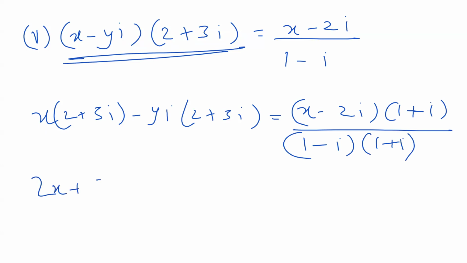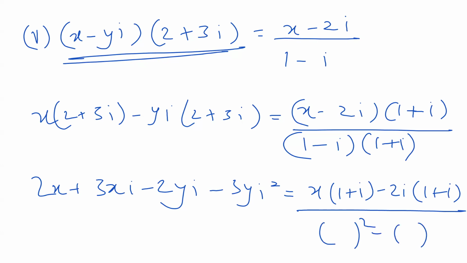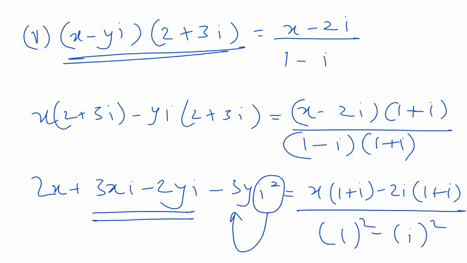So 2x + 3xi - 2yi - 3yi² = x(1 + i) - 2i(1 + i) over a² - b². Okay, on the right-hand side, these two terms will be together because they have i with them, and i² is minus 1, so this is going to be plus 3y.